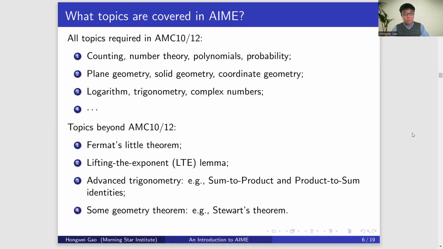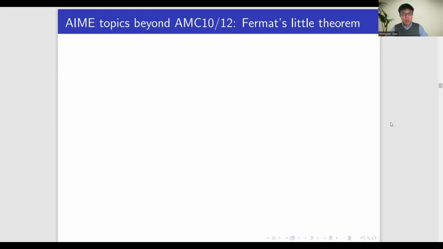Some advanced geometric theorems, for example, Stewart's theorem. Of course, there are more. In the following slides, I will talk about AIME topics we just mentioned that are beyond the scope of AMC 10 and 12. The first one is Fermat's little theorem.